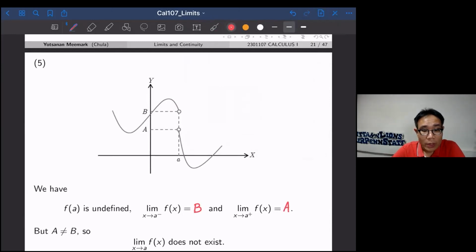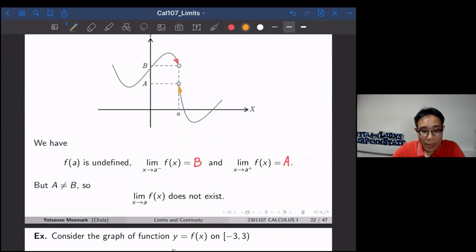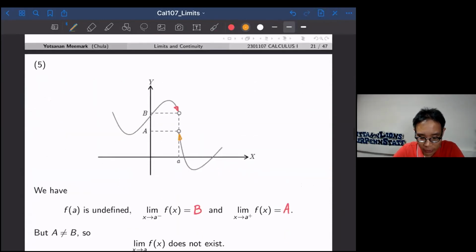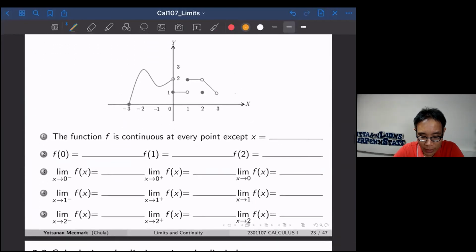Okay, so the function is undefined at a, limit x go to a of f(x) from the left equal to b, from the right equal to a. Okay, so they are different. So the limit x go to a of f(x) does not exist in this case. Okay, so you see the situation here.